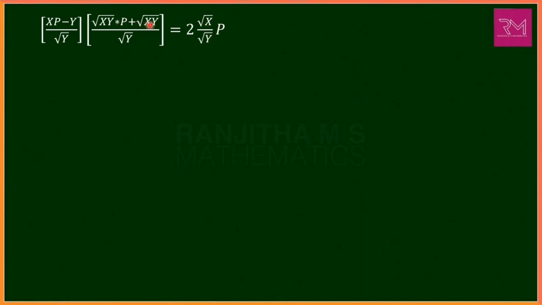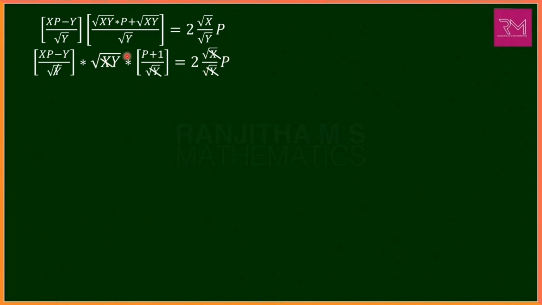Here also √(xy), here also √(xy), we can take it as common. Remaining is (xP - y)/√y into, if we take √(xy) as common, remaining is (P + 1)/√y, which is equal to 2 into √x/√y into P. Here we can split this as √x into √y so that we can cancel the terms. Here √x and √x get cancelled. Here √y and √y get cancelled. Here also √y and √y get cancelled. Remaining is (xP - y)(P + 1) = 2P.